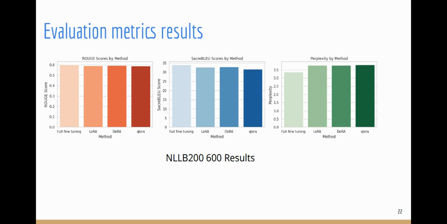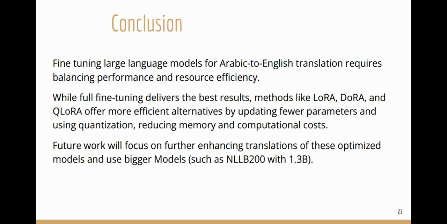And as a conclusion, we concluded that while full fine-tuning delivers the best results, as we see in the evaluation metrics, methods like LoRa, DoRA, and QLoRa offer more efficient alternatives by updating fewer parameters and using quantization, and they reduce memory and computational costs.